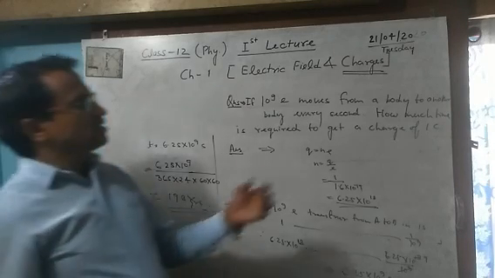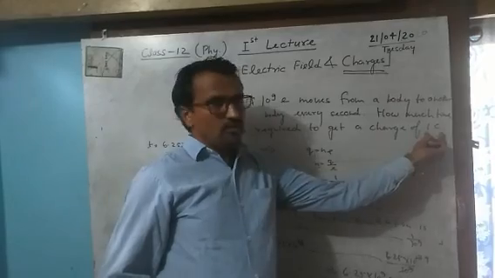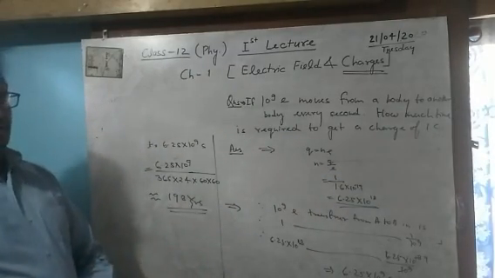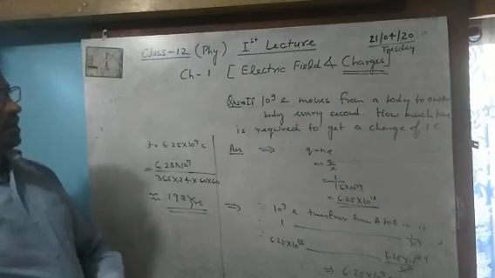This means 1 coulomb is a very large quantity. This quantity is very large.